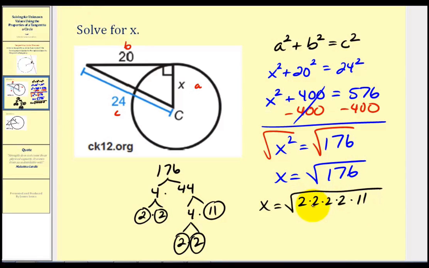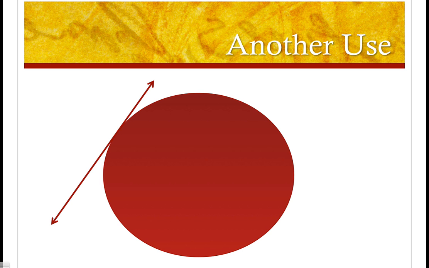Every time we have 2 equal factors, we have a perfect square factor. So 2 times 2 is 4, that's a perfect square. 2 times 2 is 4, that's a perfect square. So this pair gives us a 2, and this pair gives us a 2. So we have a 4 outside the square root, so x equals 4 times the square root of 11.